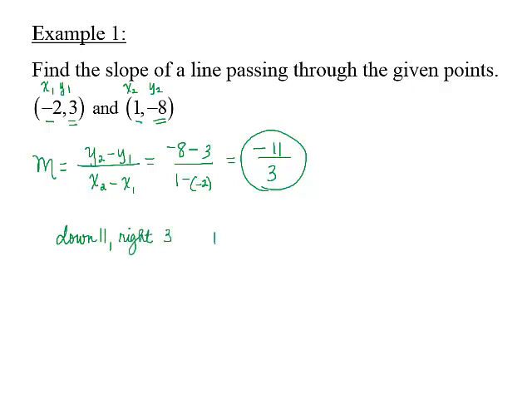If you recall, we were looking at rise divided by run. So our rise is -11, which means we go down. Our run is positive, which means we go right 3.